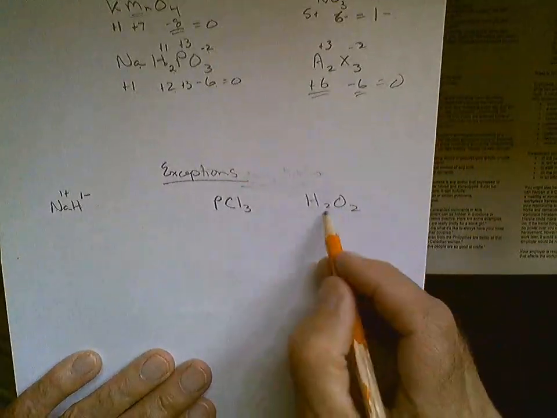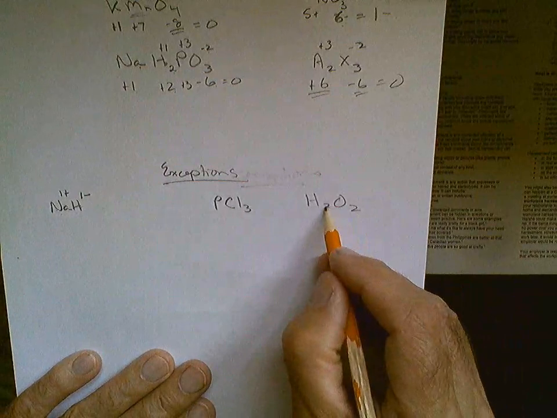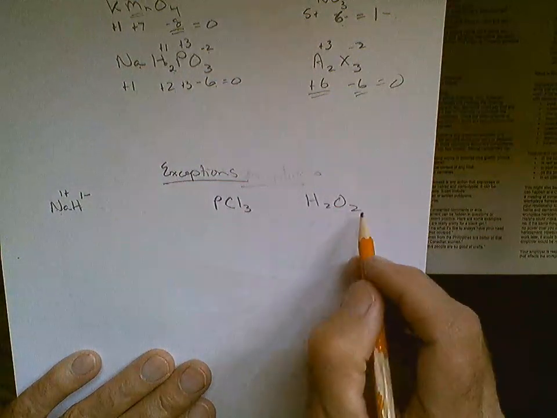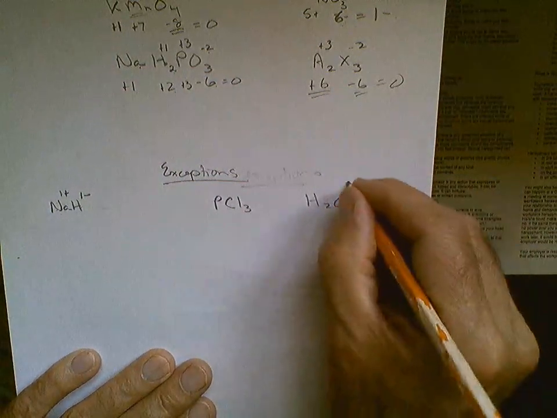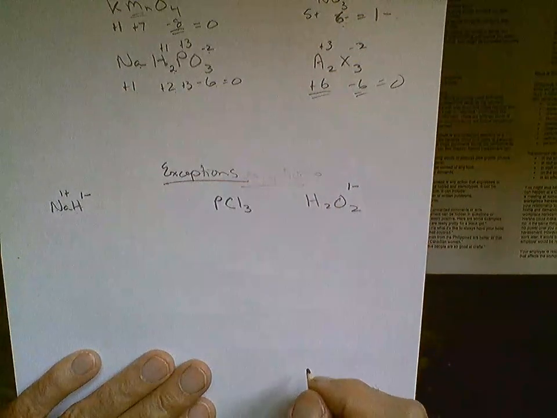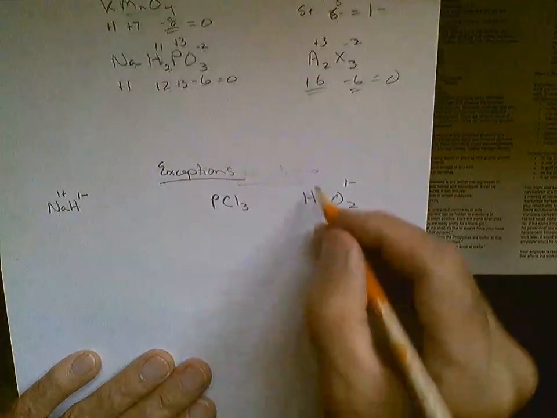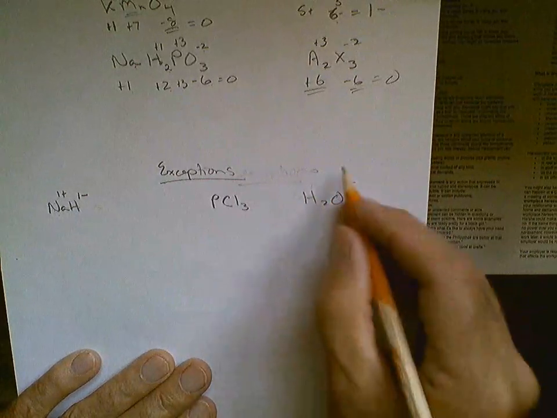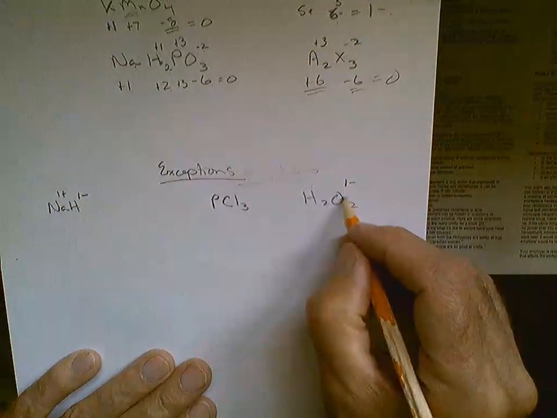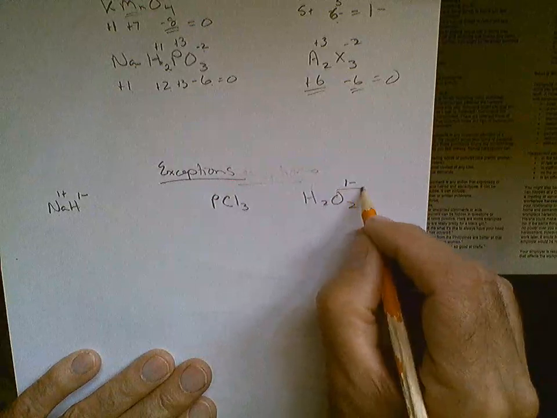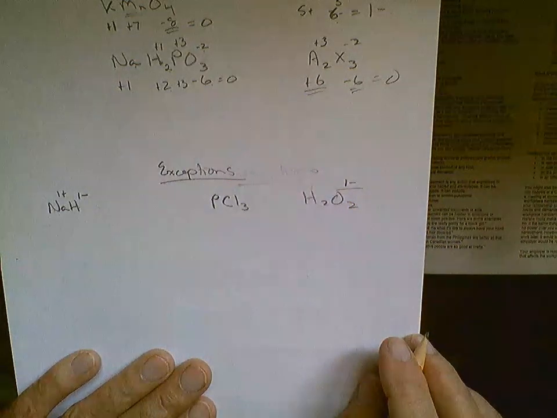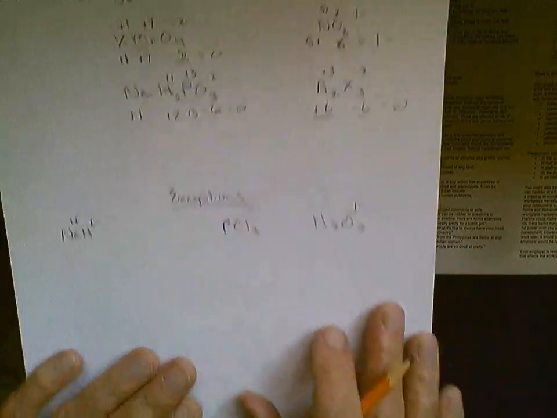Another exception, if you've got 2 of something from group 1 and 2 oxygens, the oxygen is 1-. We call this a peroxide. Folks, you got to recognize the pattern. Any element from group 1, you have 2 of them, plus 2 oxygens, you have a peroxide. The oxygen is now 1-.